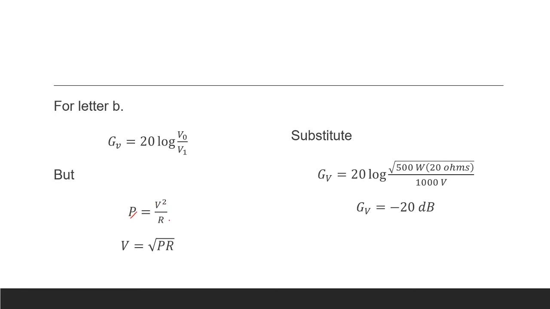Meron kang given na P, meron kang given na R, then pwede mong gamitin yung formula na to. So, we will have V is equal to the square root of PR. So, that is your voltage. So, kunin natin yung gain natin in voltage. Take note, GV to. So, that is equal to 20 log of the square root of 500 watts times 20 ohms over 100 volts. So, watts per ohms is volts din. So, we will arrive at negative 20 dB.